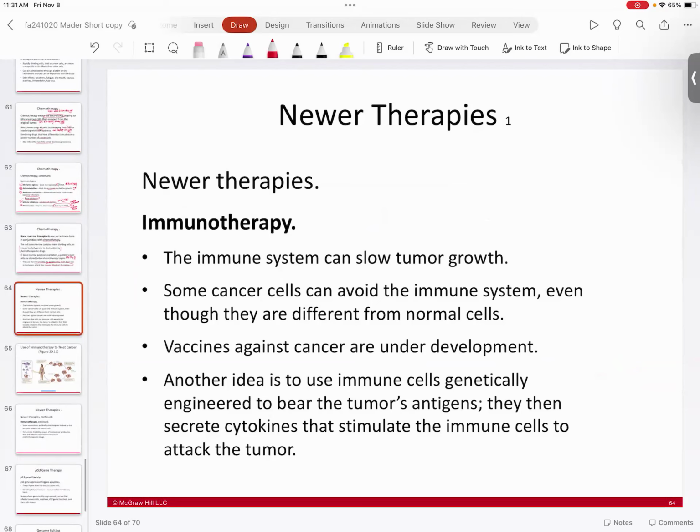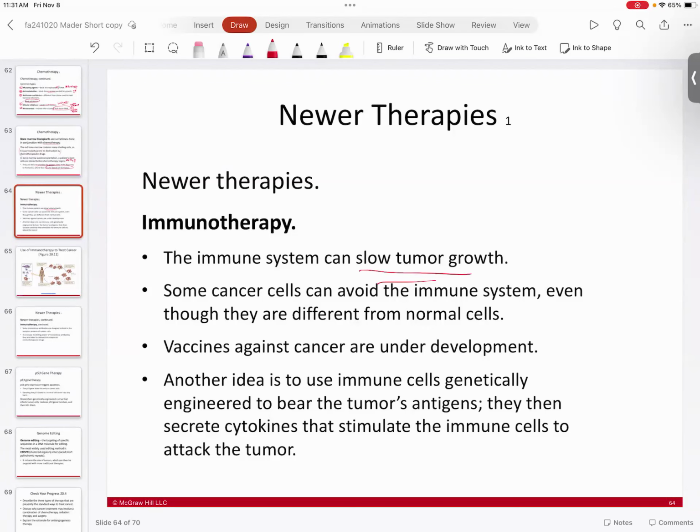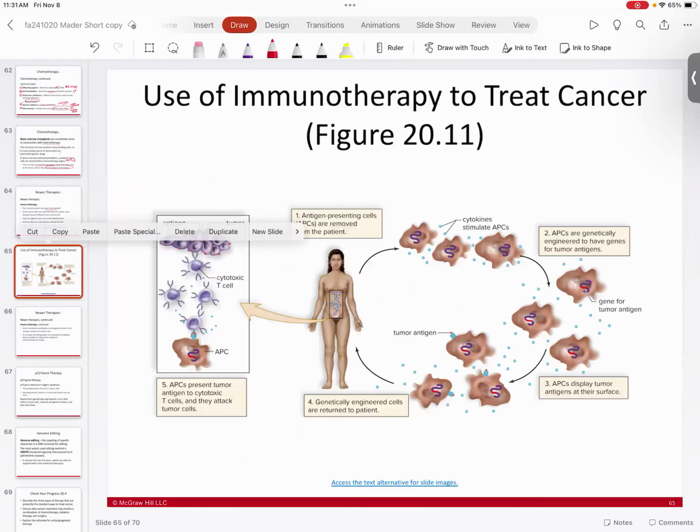There are some newer types of approaches, for instance, immunotherapy, where basically your immune system can slow tumor growth. But the problem is a lot of cancer cells will create avoidance systems for the immune system. The vaccines against cancer are under development, and genetically engineered types of things that can create and stimulate immune cells to attack the tumor itself, right? So this is kind of what it looks like. So these are the immune therapies.